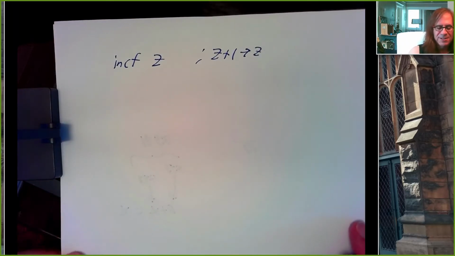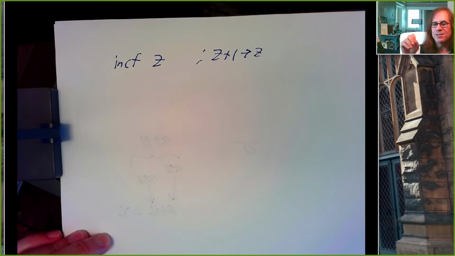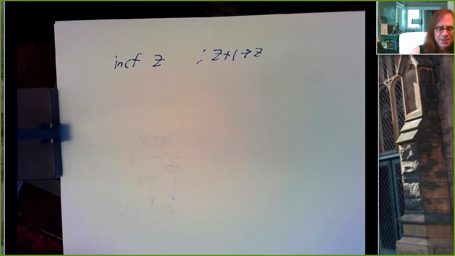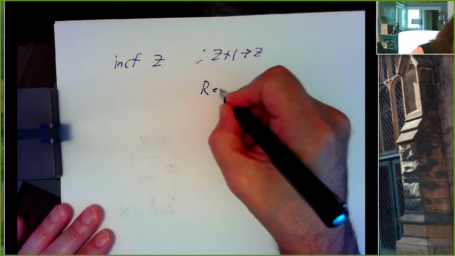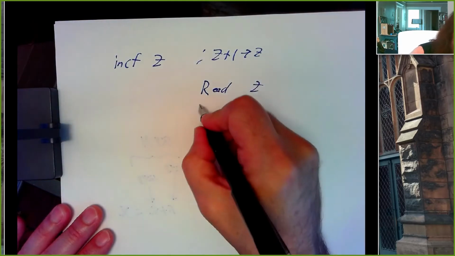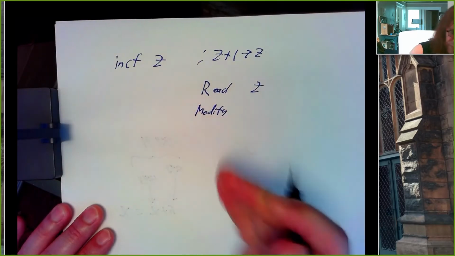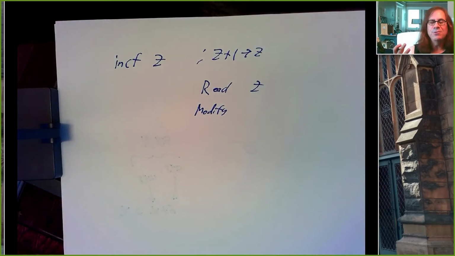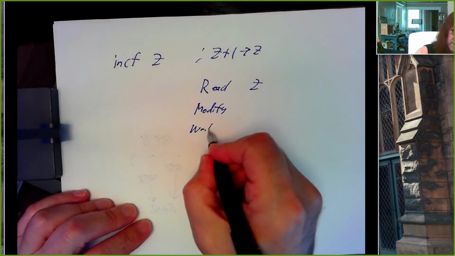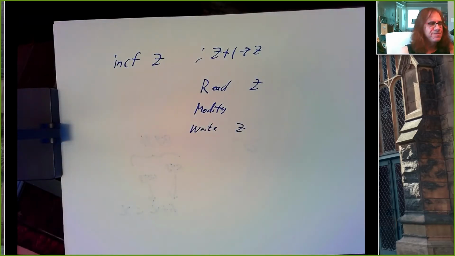Well, we usually think of this as, wave your magic wand and now 1 gets added to the value of Z. But what's really happening here is 3 things. We read the value of Z. So we get the value that's stored in this file register. We modify it by adding 1 to it. And then we write it back into that file register. It's a 3-step operation. All right, so read, modify, write. That's what most of our instructions actually do.